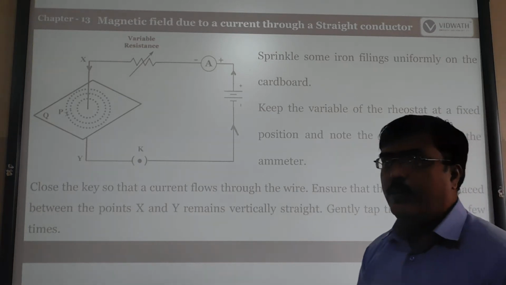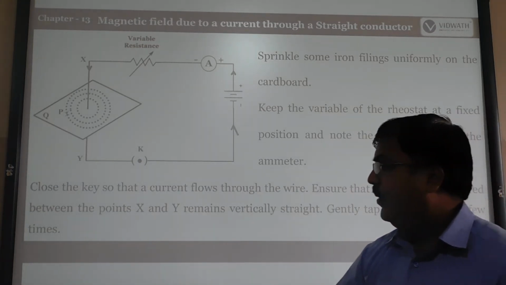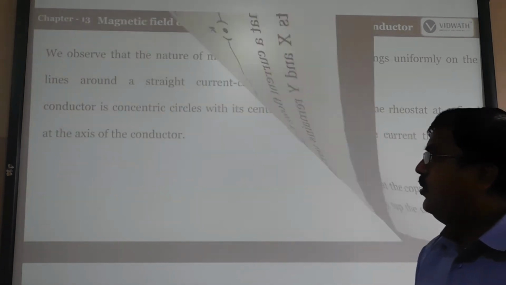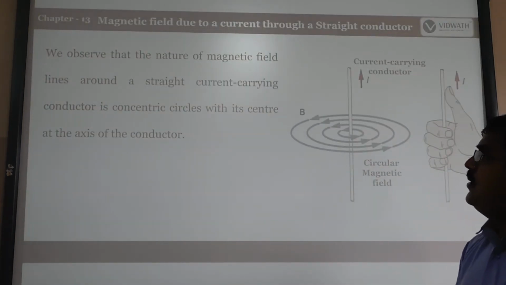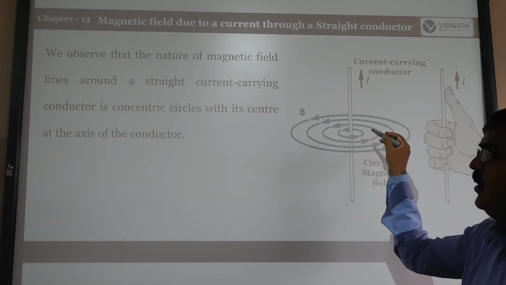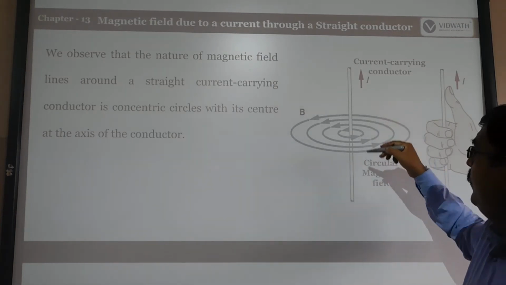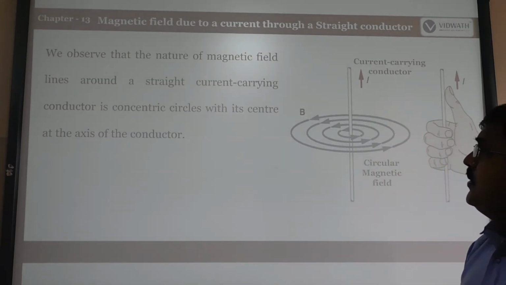So if you tap the cardboard, what happens? Some circular loops should be produced. So we observe the nature of the magnetic field. The nature of the magnetic field means there will be circular magnetic field lines produced around this conductor. For a straight current carrying conductor, these are concentric circles.